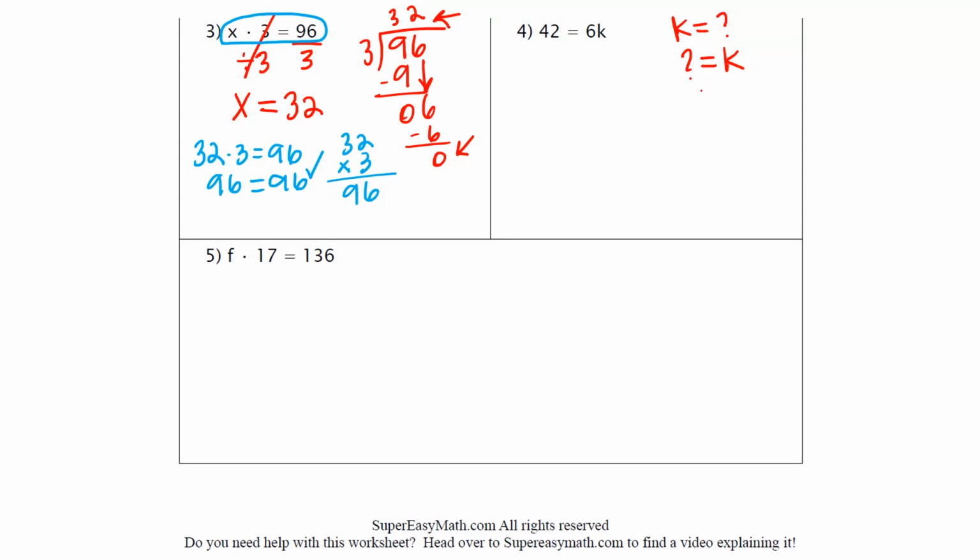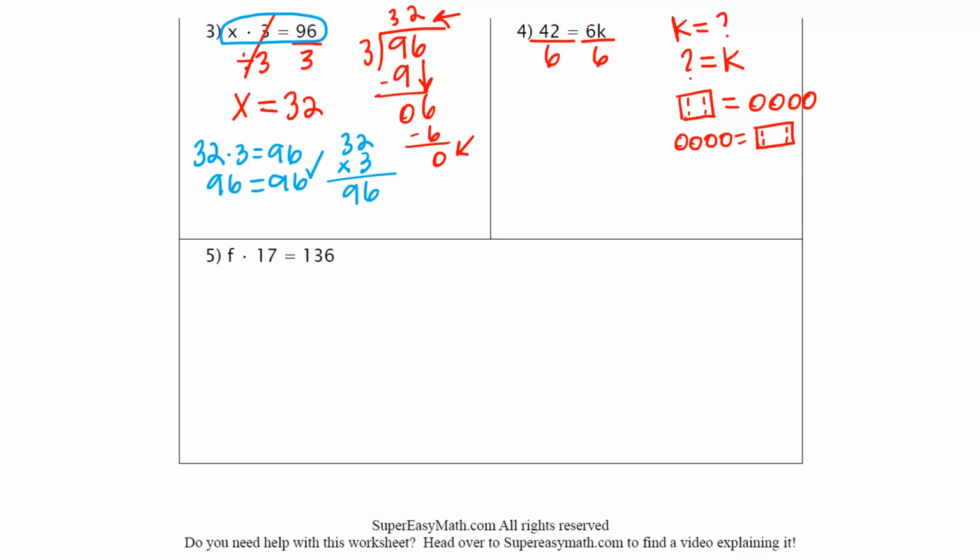And this is like saying $1 is equal to 4 quarters, right? So wouldn't it be true to say 4 quarters equals $1? It's kind of like, what difference does it make which side each thing is on, okay? So I just want to point that out. So what I'm going to do is I'm going to get that k by itself. And right now I can see that the 6 and the k are being multiplied together. So to undo that, I'm going to do division. So I'm going to divide by 6 on both sides.